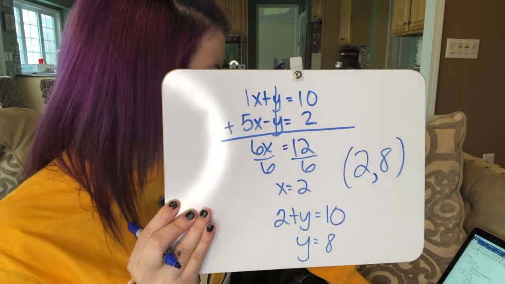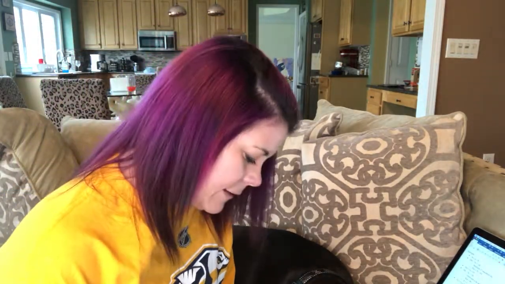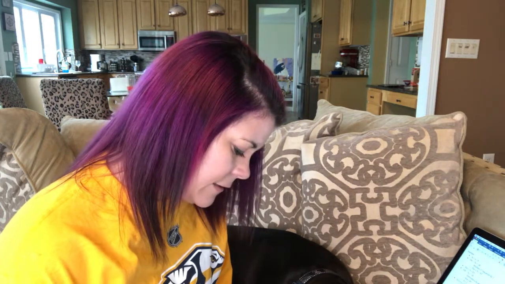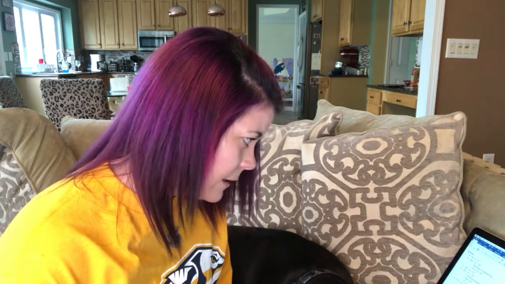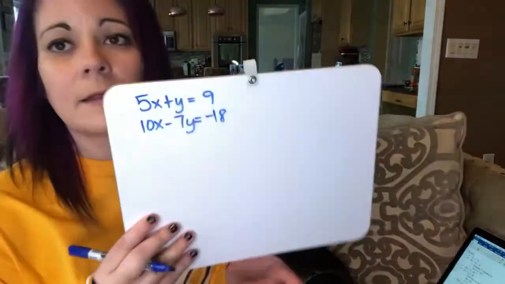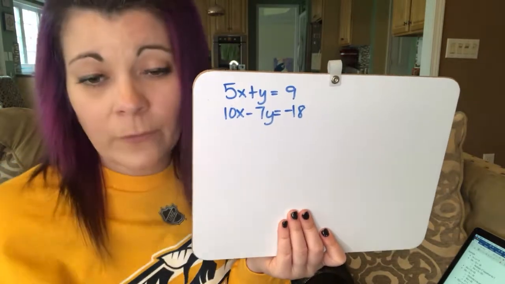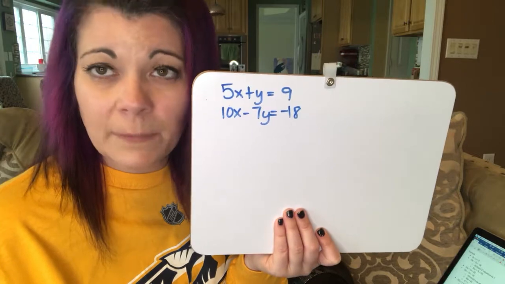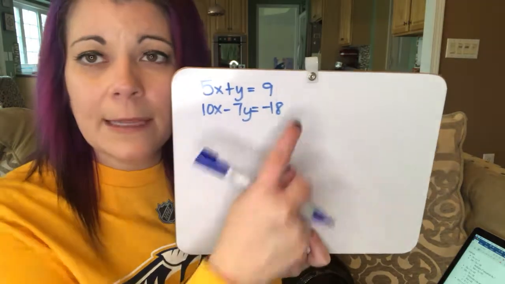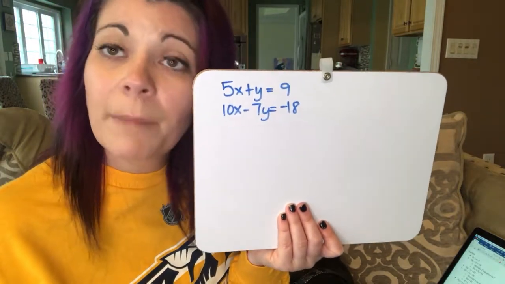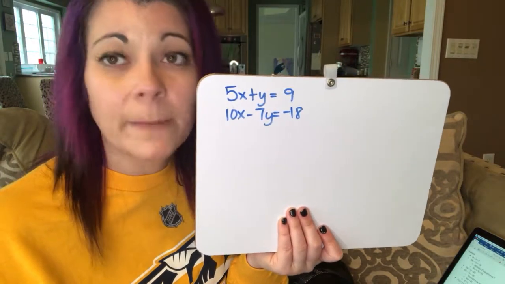Very good. Let's do one last example. So in this example, 5x plus y equals 9, and 10x minus 7y equals negative 18. In this case, x has a coefficient of 10 and 5, and y has a coefficient of 1 and 7. So there's nothing we can eliminate. But we can make it. I see that since this has a coefficient of 1, it'd be really easy to make it a coefficient of 7 by multiplying everything in that equation by 7.